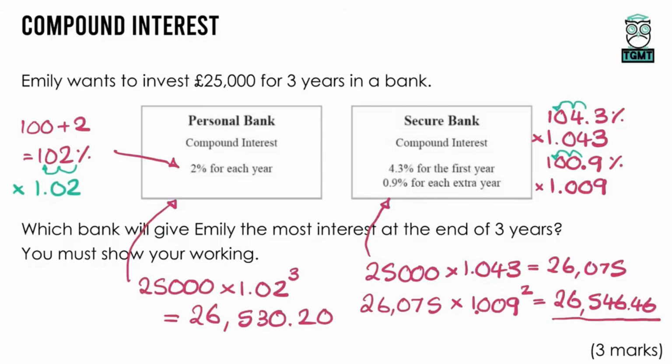So we would just say here which bank will give the most interest. We want to make sure that we write down somewhere near our working out secure bank. And you could write some more with that. If you prefer, you could write secure bank will give Emily the most interest. But just make sure it's really nice and clear which one we're choosing.